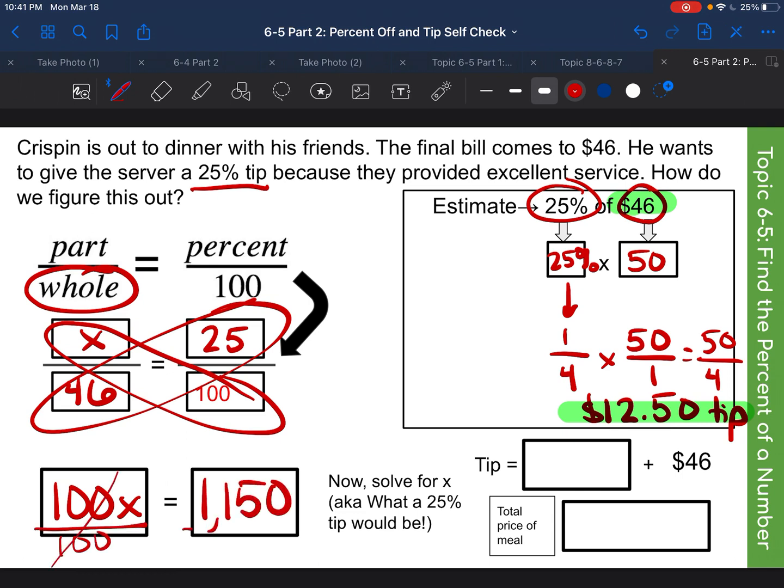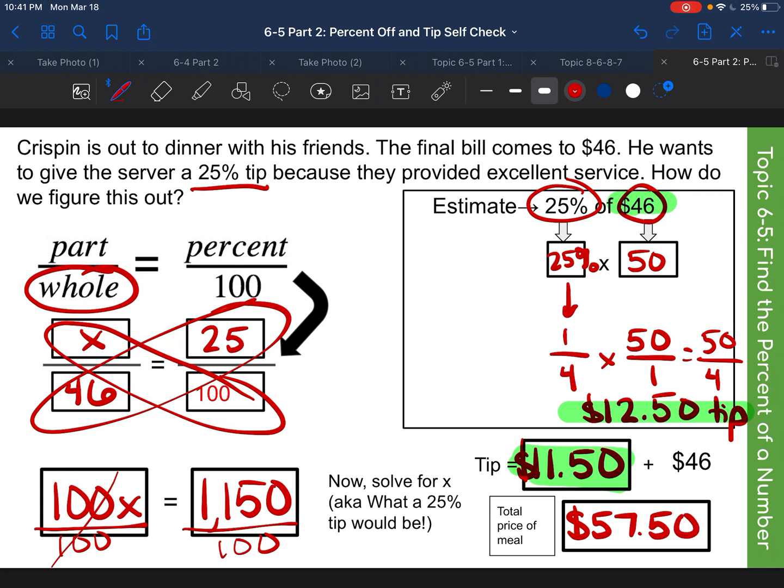Divide both sides by 100 to get x by itself. And our tip that we end up calculating is $11.50. But again, this tip is not what we're leaving for the server. We're adding it to our total bill of $46. So our total is going to be $57.50.